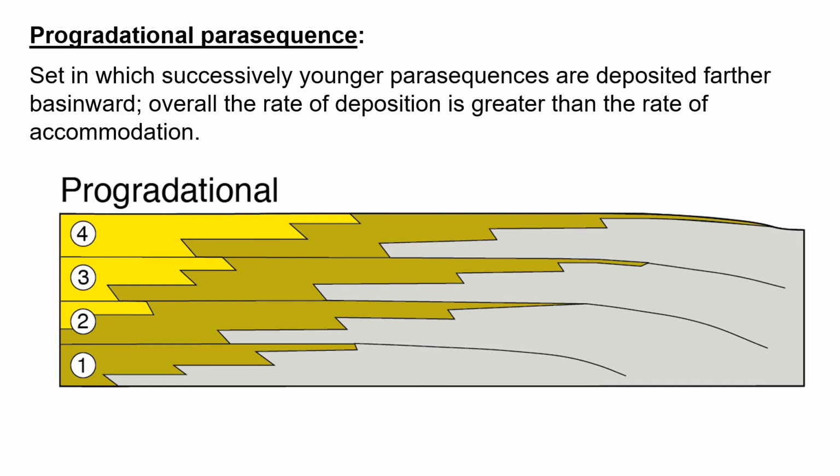A progradational sequence, again, goes from 1, 2, 3, and 4. You can see our shore face is moving seaward. So in this case, we have successively younger parasequences deposited farther basinward. And this happens when you have a rate of deposition that is greater than the rate of accommodation. In other words, you're filling in your basin. A prograding delta does this. You have more sediment coming in, and you're filling that basin faster than you can subside it or grow it eustatically.